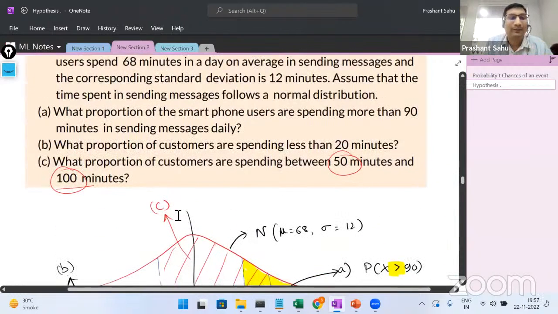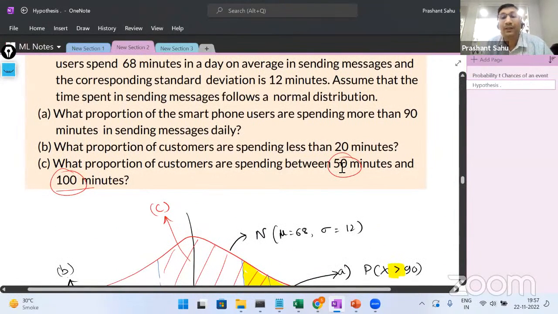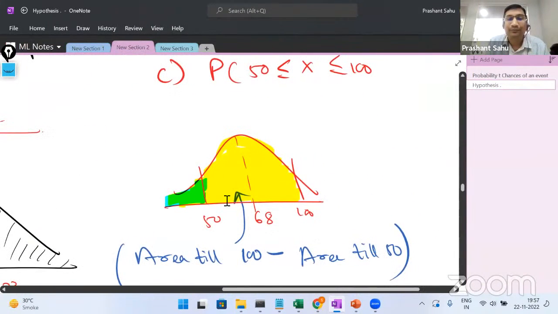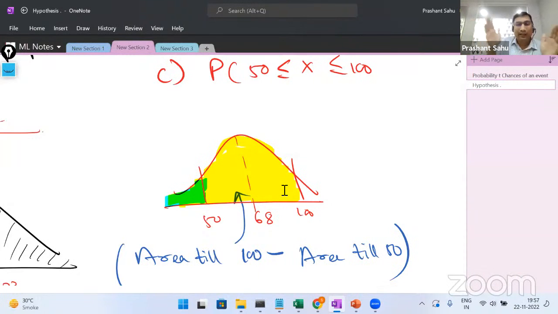What is the third point? What proportion of the customers are spending between 50 to 100 minutes? So here you are referring to this area now, the area in between 50 and 100. How do you get the middle area? I have a plan. Let's calculate all the area till 100 and then subtract the area till 50. Automatically you will get the area from 50 to 100.